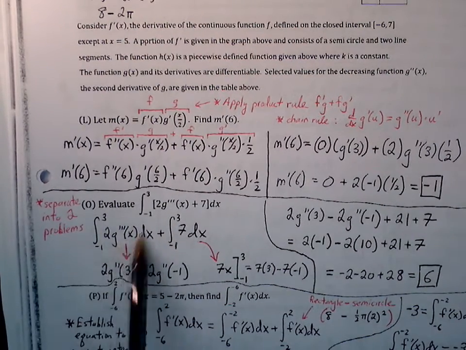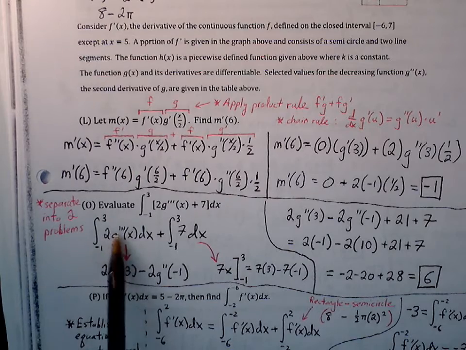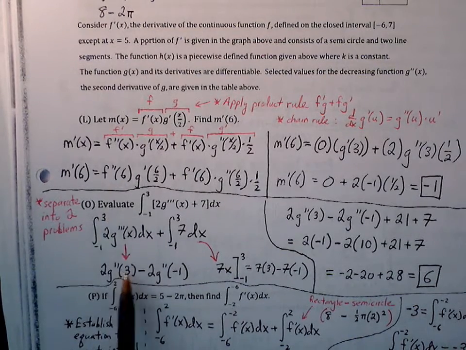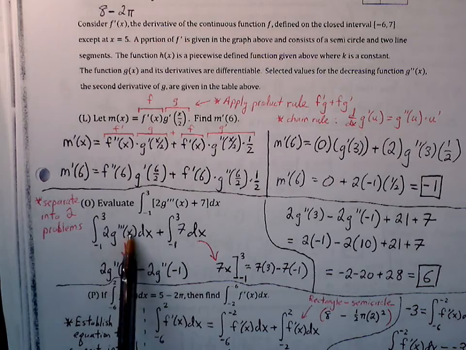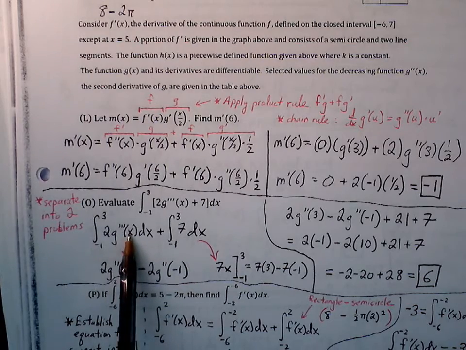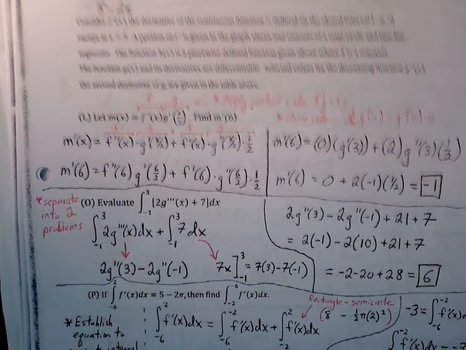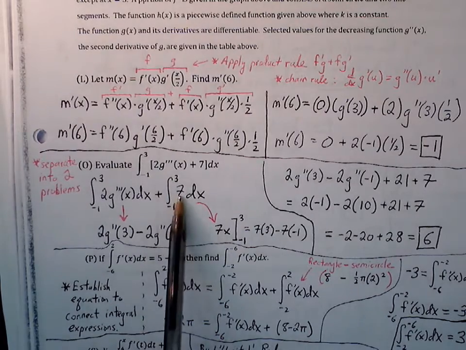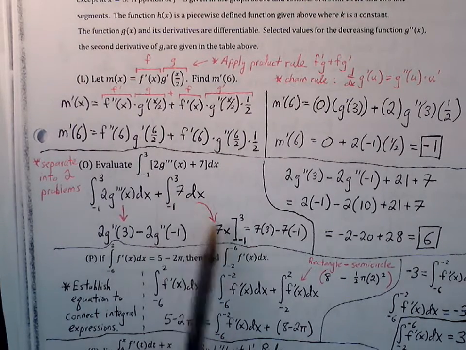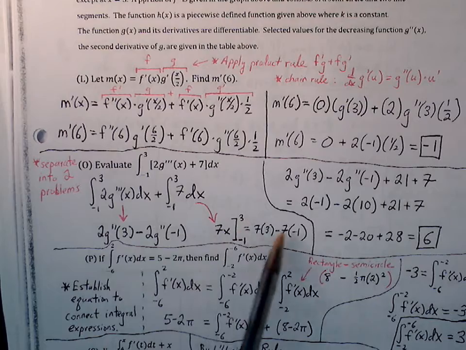This we can go through first theorem. We know g triple prime will just move up a degree to g double prime. No need for u substitution. There's nothing here except an x inside. But this 7 here, we can go through power rule. So 7 becomes 7x, plug in upper bound minus lower bound.